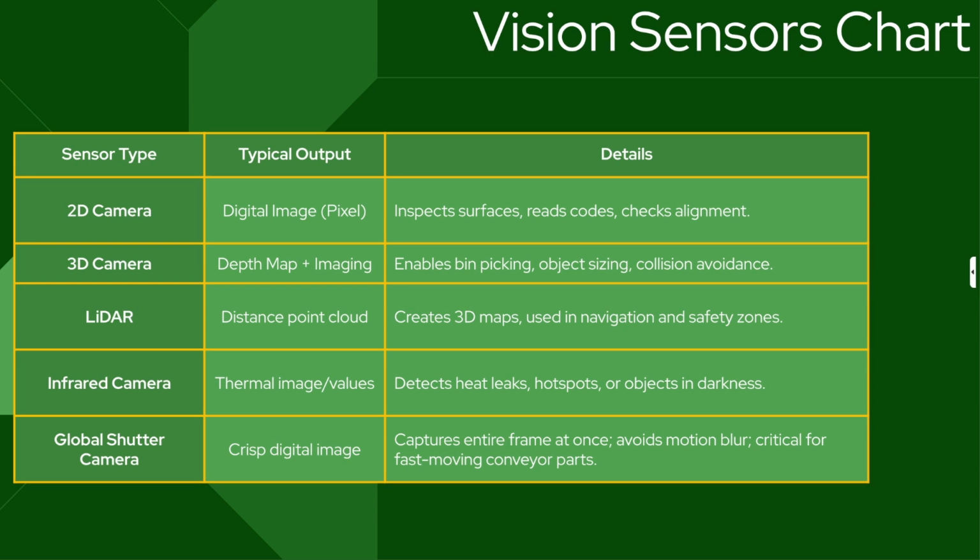So I think it's pretty obvious there's more than just one type of camera. There's a whole bunch of different types of vision sensors that are used to capture the different types of information. When we look at 2D cameras, their output is a flat image, so it's just pixels. We use this for surface inspection, reading barcodes, and even just checking alignments.